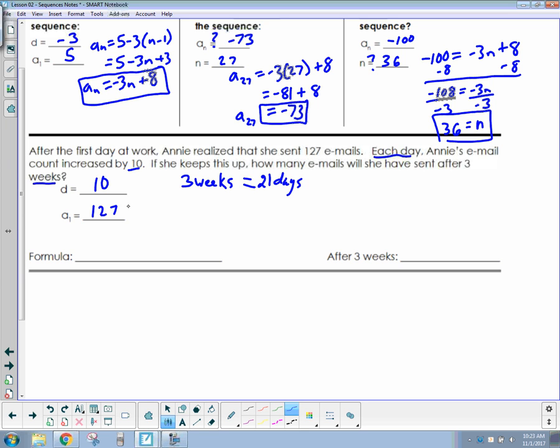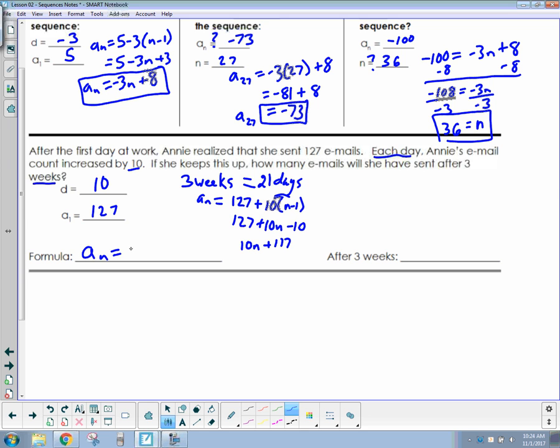So, an equals, here I'll do it, an equals starting term, 127, plus the difference times n minus 1. Let's simplify this, so distribute the 10, minus 10, combine like terms, and we get 10n plus 117. So I'm going to put that right there. Formula is going to be an equals 10n plus 117.